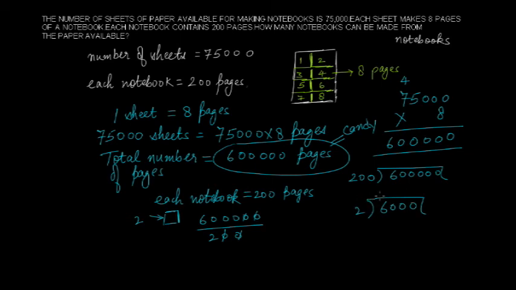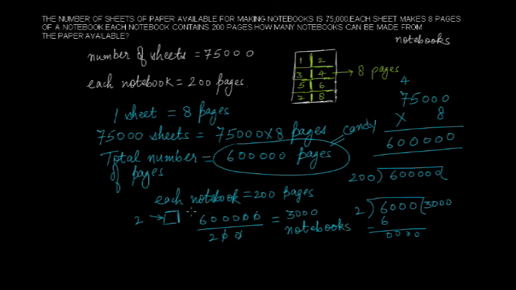So first time it will go 2, 3, you'll get 6 here, right? And this will come 0, 0, 0, and this will be the answer. I just did it in a short way. 6,000 divided by 2 will be 3,000. So the answer will be 3,000 notebooks.